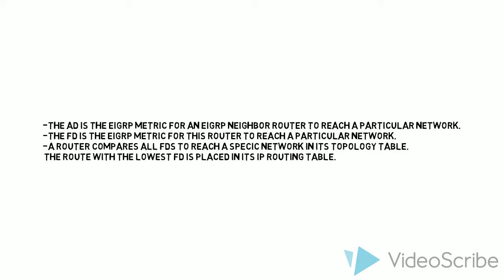A router compares all feasible distances to reach a specific network in its topology table. The route with the lowest feasible distance is placed in its IP routing table. This is the successor route. The feasible distance for the chosen route becomes the EIGRP routing metric to reach that network in the routing table.